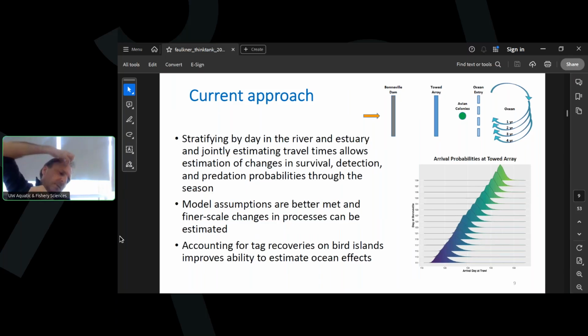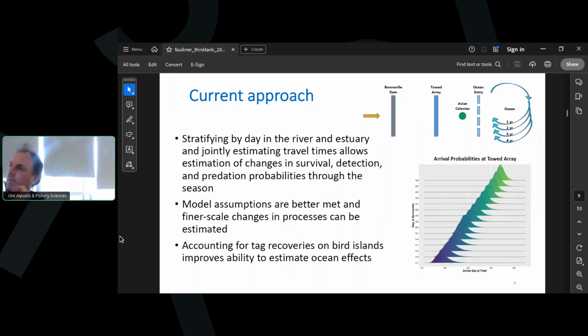And for mark recapture models, it's an important assumption that you have a constant detection probability or survival probability within the time frame that you're estimating. And if you don't, in particular if you have non-constant detection probability, you can bias your survival estimate. So the detection probability at the towed array can be quite variable because they don't operate it continuously. And so it's important to be able to account for that.